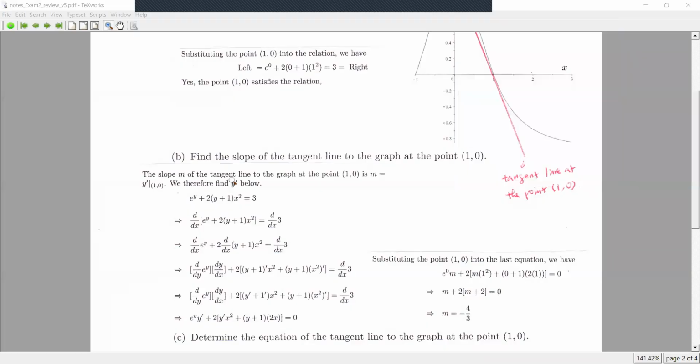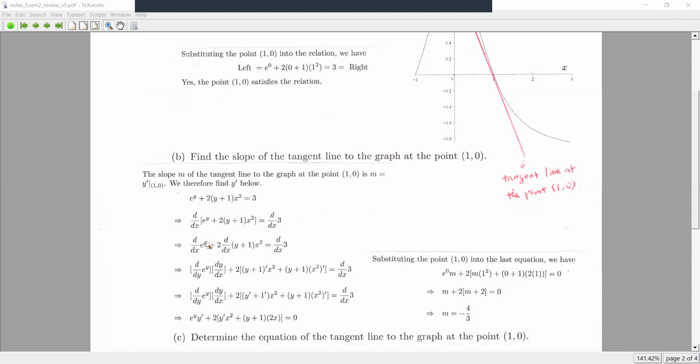To find the derivative y prime, take derivative on both sides of the given equation. Then we have this equation. Apply the summation rule to the derivative on the left side. Then we have this equation. This equation contains 1, 2, and 3 derivatives.